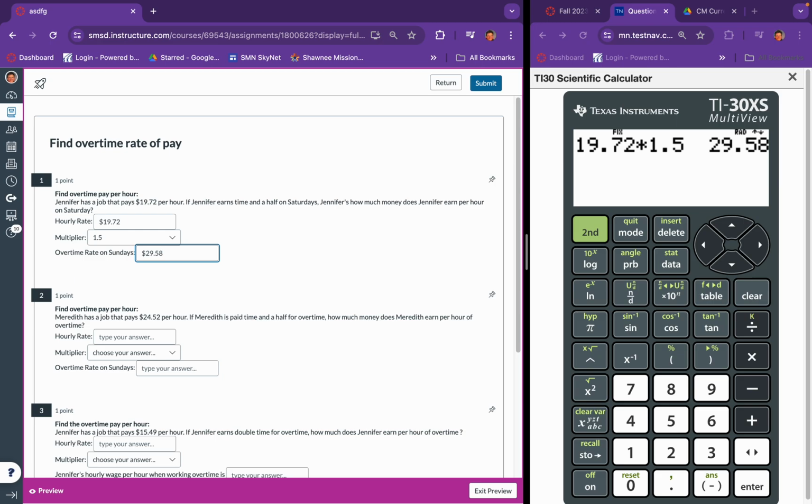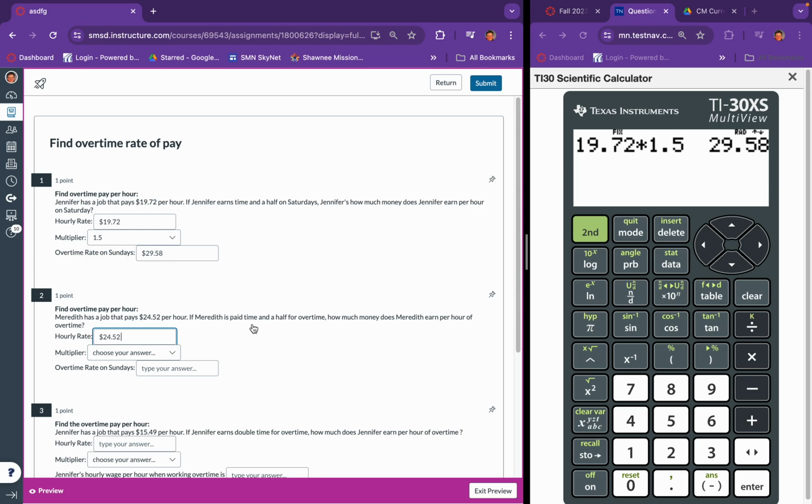So looking at our next question, find the overtime pay per hour. Meredith has a job that pays $24.52 per hour. If Meredith is paid time and a half for overtime, how much money does Meredith earn per hour of overtime? So first it wants the hourly rate, which is just given to us right here. So this is just a fact. If you're wondering why I asked those questions, it's to do two things for you. The first thing is to make sure that you get a point for doing the problem, that you don't come up with 0 points, that you at least get 1 point for being able to bring this information down. The other reason is it's going to help you tell what to put in your calculator.